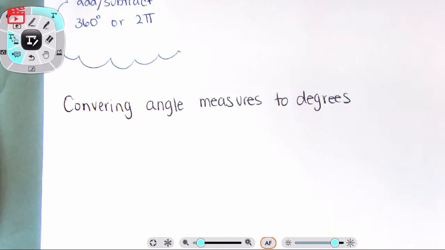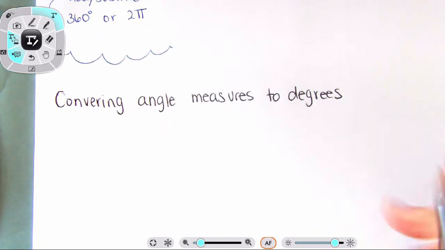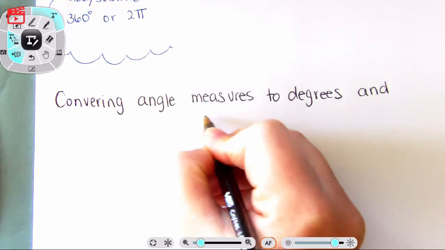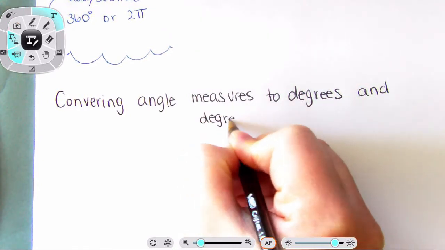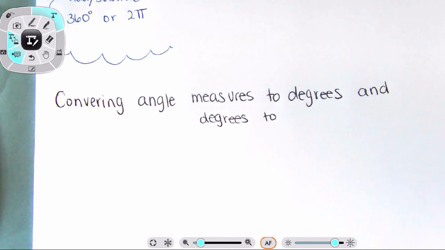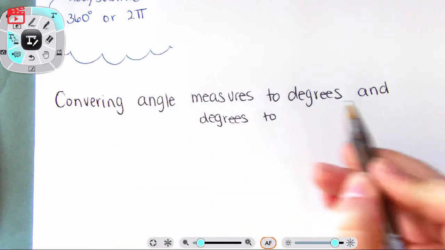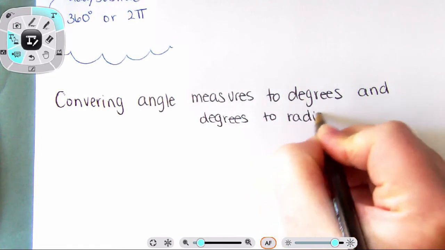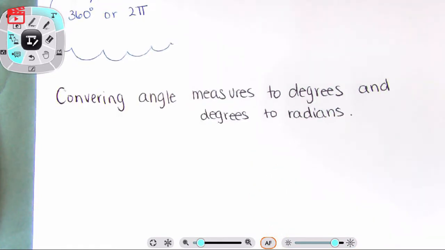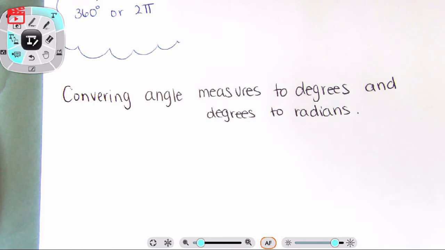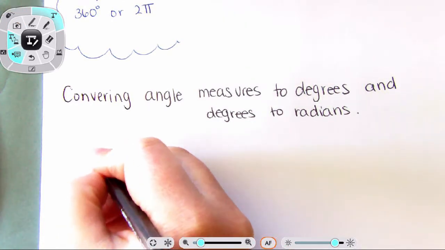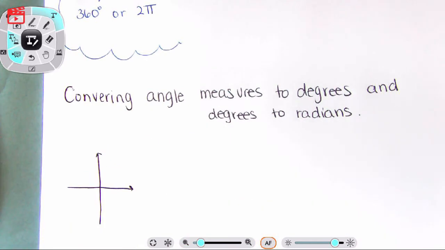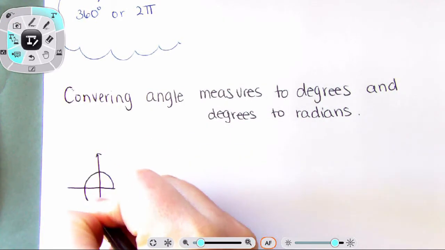and I'm actually going to combine it. So we're going to convert angle measures to degrees and degrees to radians. Making sure that that makes sense. Okay, so I'm going to start off by sketching out part of a unit circle. There it is.